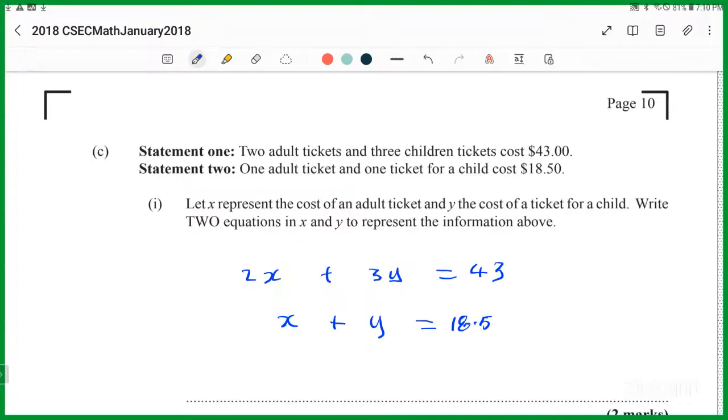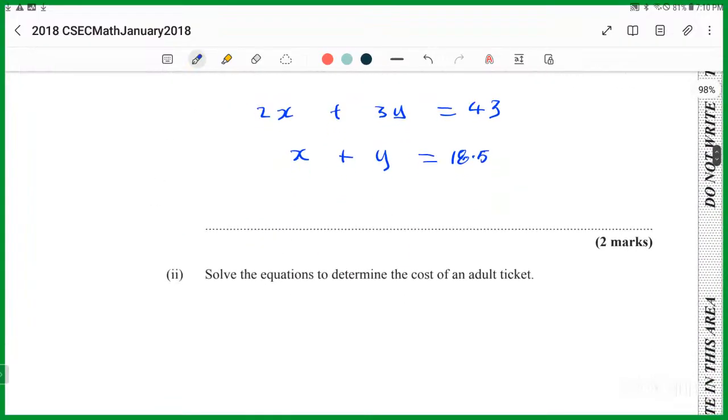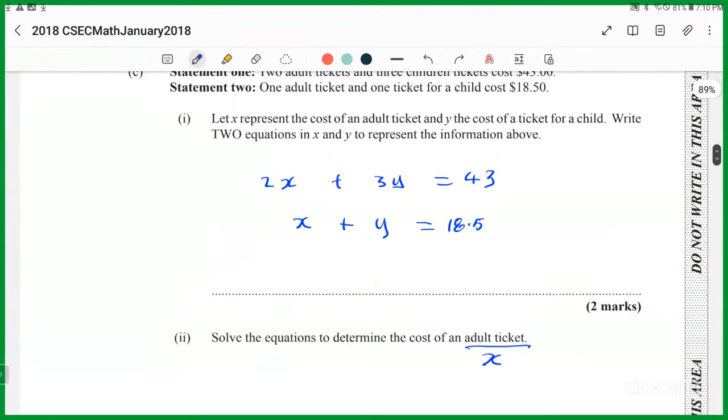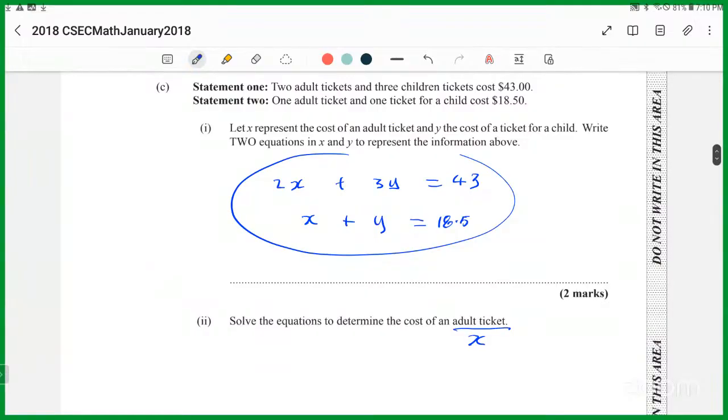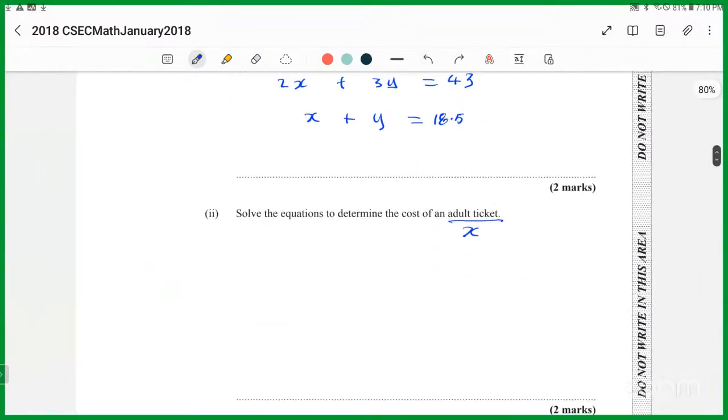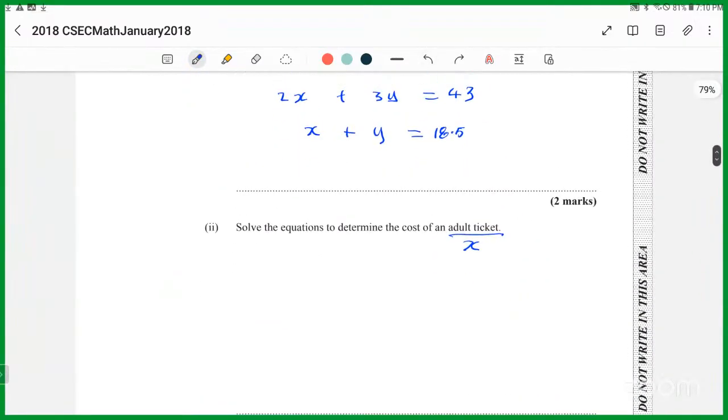decimal point. Alright, what they want us to do is solve the equations to determine the cost of an adult ticket. An adult ticket is X. So they want X. Since I want X, we really need to just be eliminating the Y. So to eliminate the Y from these two equations, let's write them back down here. Solving them simultaneously, there are multiple ways to do this. We want to use an elimination method.